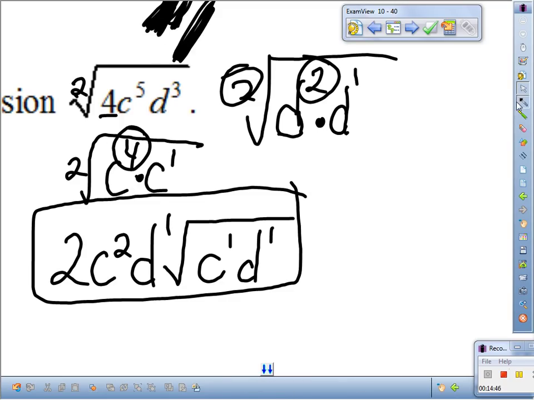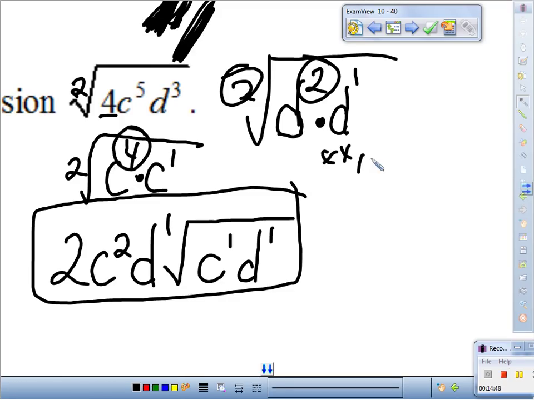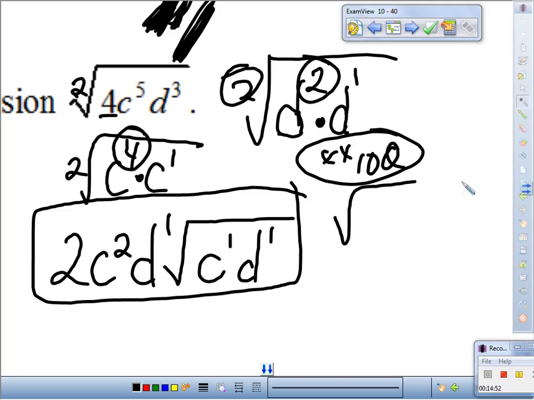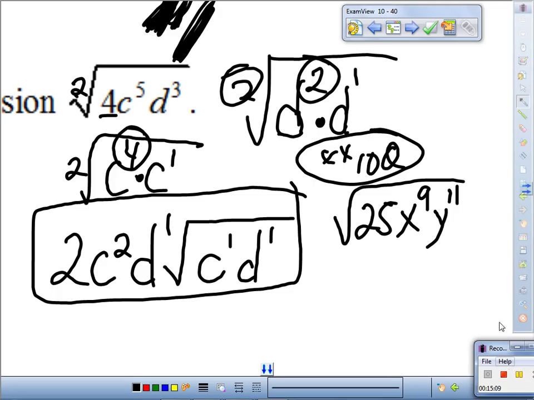All right. Example 10Q. Let's do a square root of 25 x to the 9th and y to the, give me a number, 11. 11. Go. See what you get. You're going to put that away. All right, here we go.